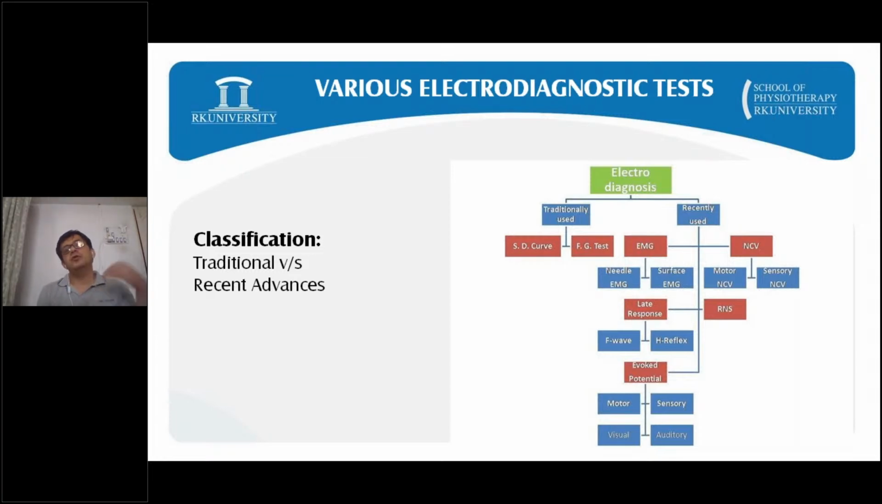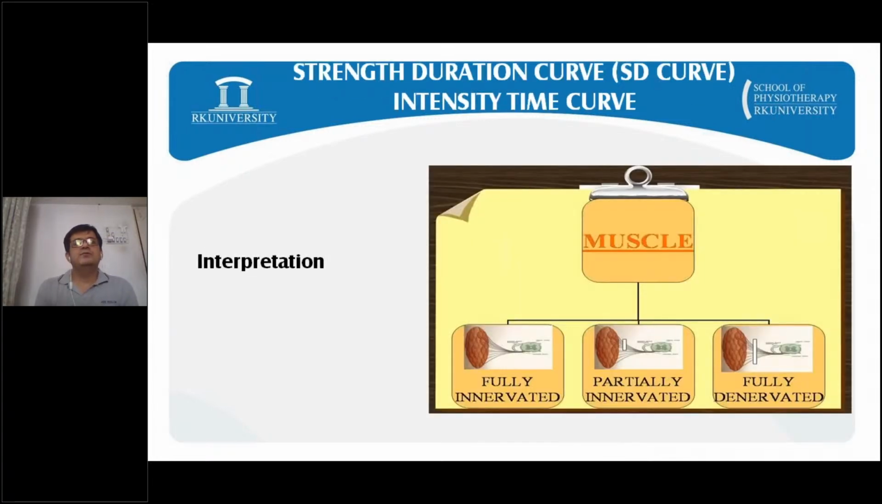Clear? And for the central nervous system also we have a few tests. Those are known as evoked potentials. Evoked potentials may be of the motor pathway, sensory pathway, visual pathway, or auditory pathway. But frankly speaking, the practice of evoked potentials is very less in the market. But all the other tests are practiced nowadays also. Clear? So we have the strength duration curve first.